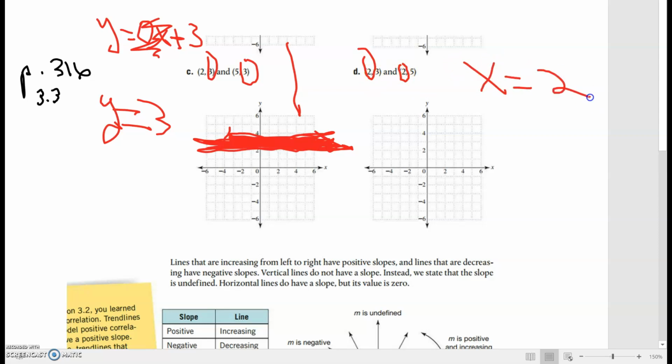So again, the y's can vary. The y can be whatever it wants. So the y's, I don't care what the y values are, but the x is stuck at 2. So the y's don't really matter in the formula, just the fact that it has to be stuck at 2.